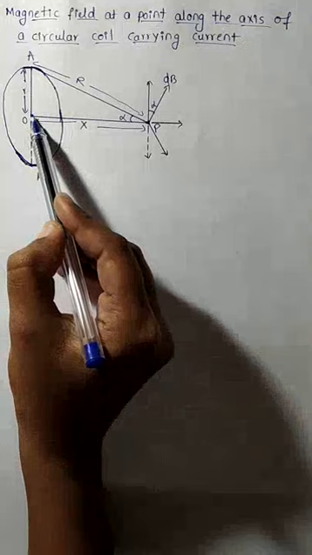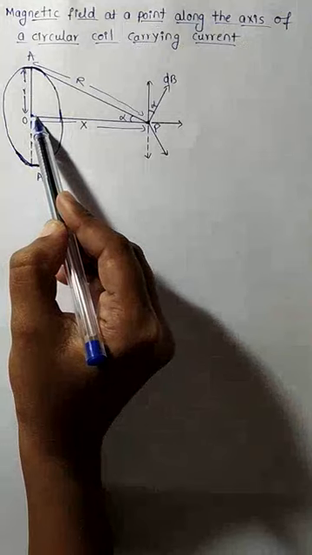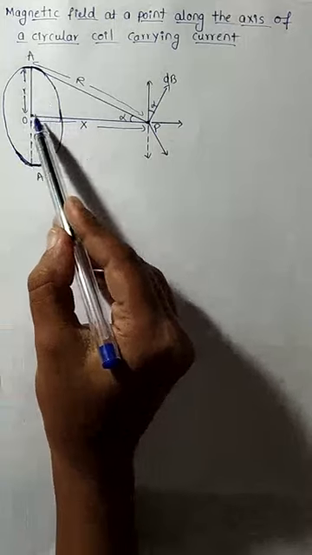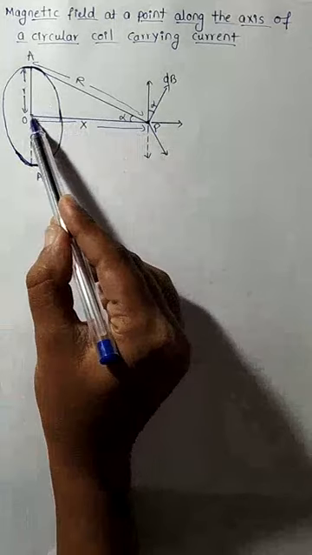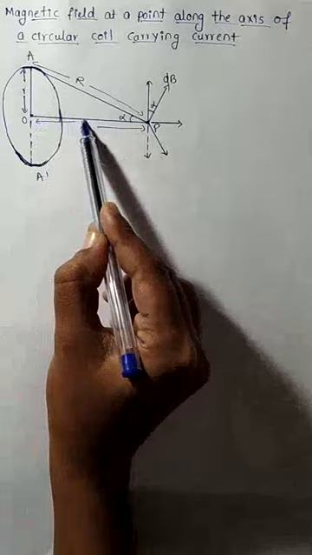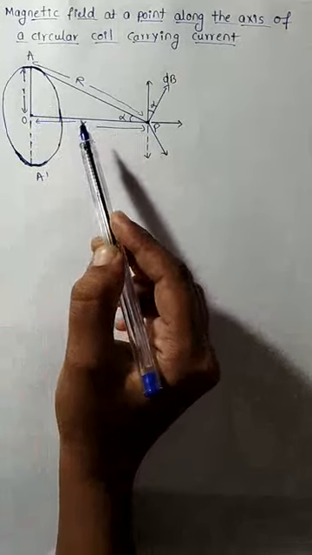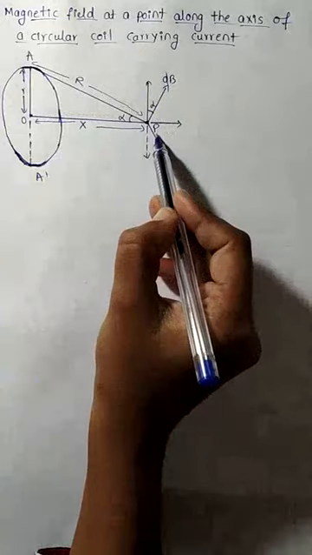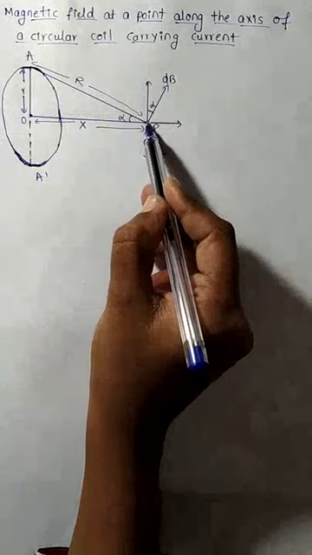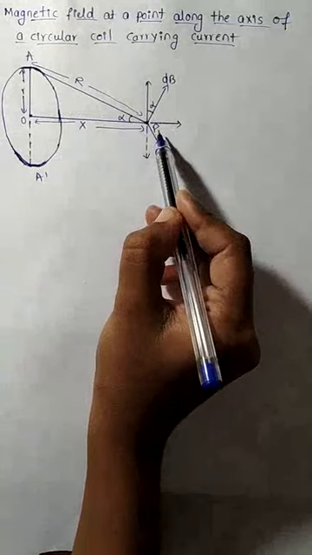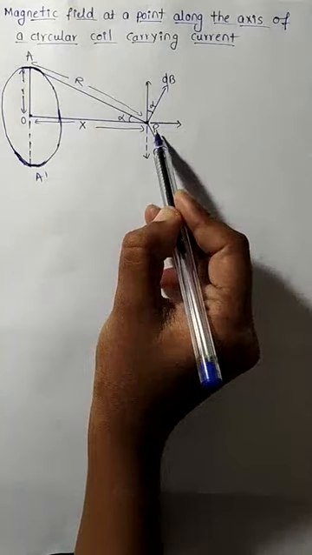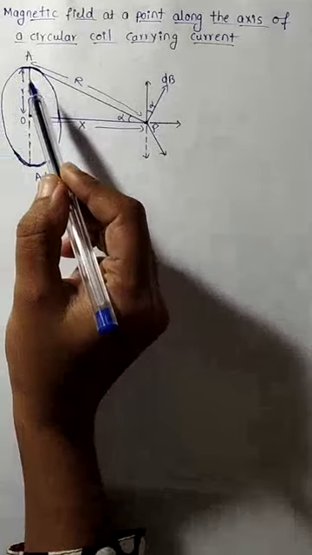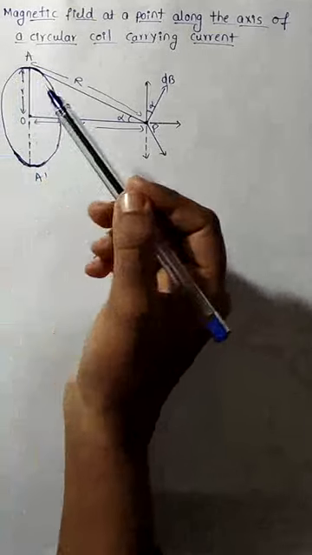Whatever line is passing through the center becomes the axis of this circular coil. So this is the line which is passing through the center. That's why we call it the axis. Now any point we can consider on the axis. So I have chosen a point P on the axis, and now I want to find the magnetic field at point P due to this entire circular coil. So that is our main task.